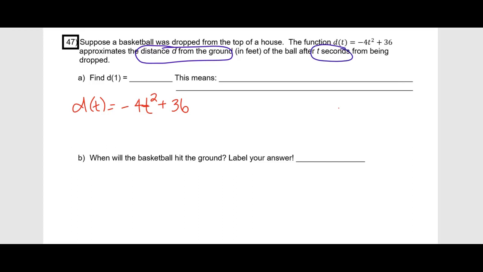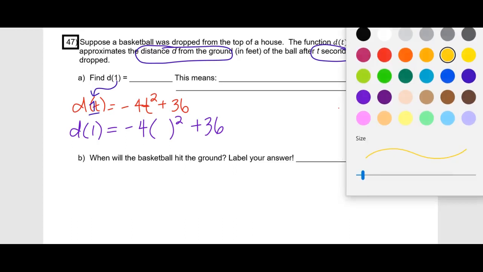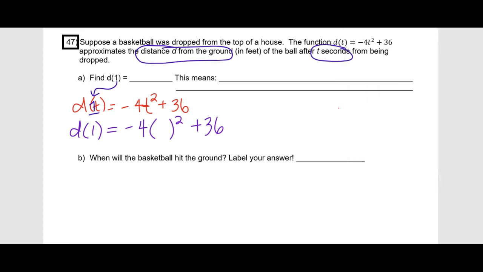So if we take a look at part A, it says find d of 1. So inside the parentheses here is the letter t. So that just means we are going to plug in a 1 for all the t's in the problem. Okay, so we're going to replace the t with 1.